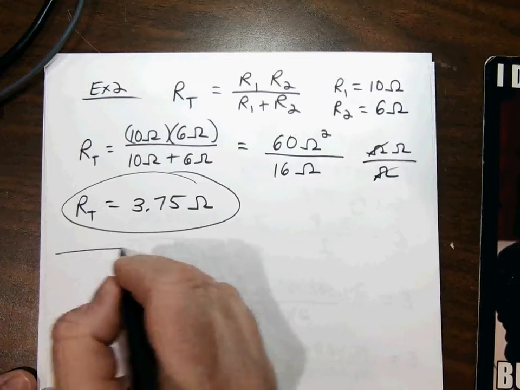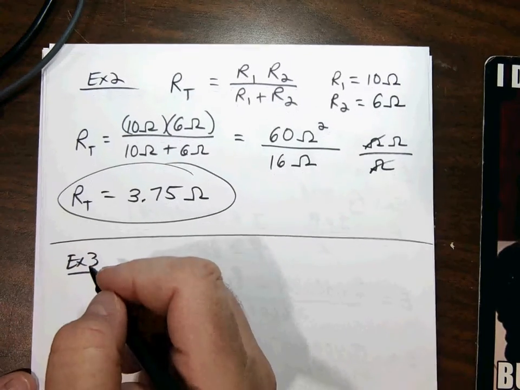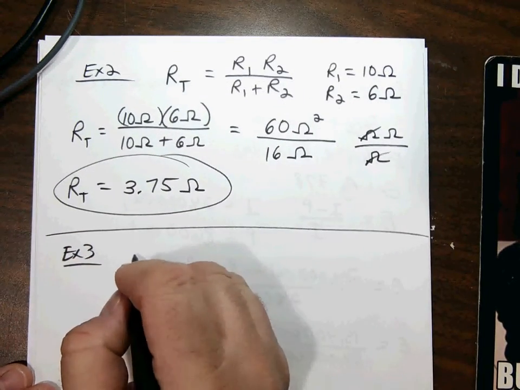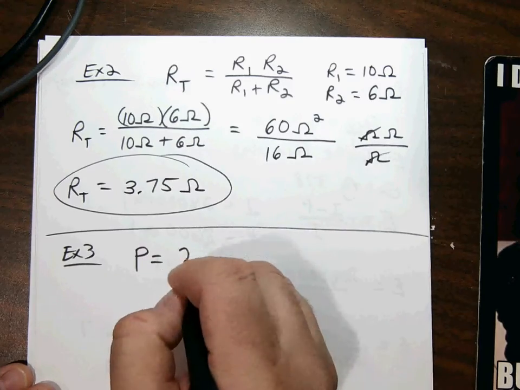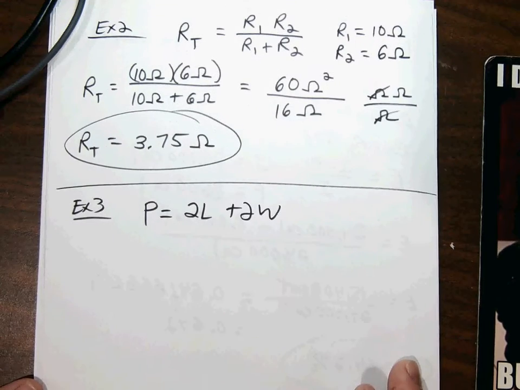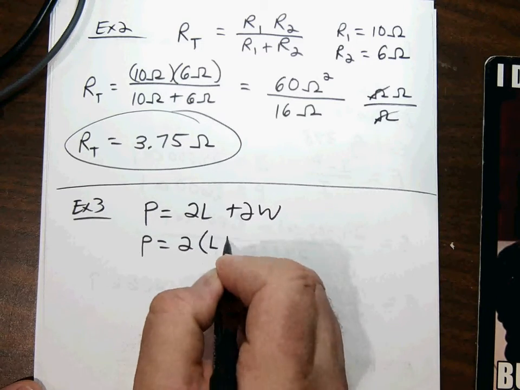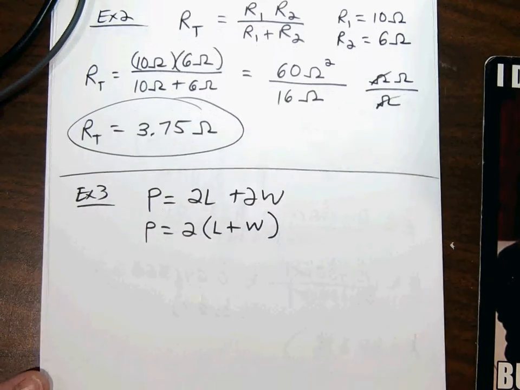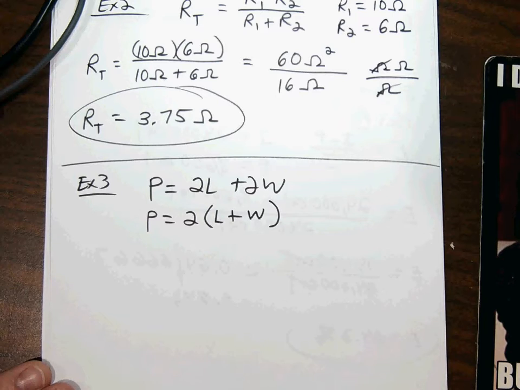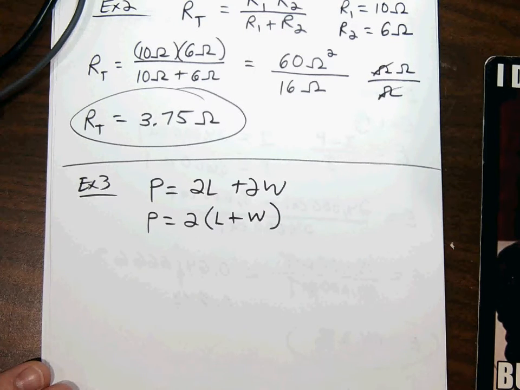Example 3. We've seen this formula before, but there's a little bit of a twist here. Perimeter of a rectangle. Twice we said 2L plus 2W, probably the first time we introduced it. Then we learned about factoring. We said we can factor a 2 out of there and call that L plus W. So, P equals 2 times L plus W. That's the formula we're going to work with. It's the perimeter of a rectangle.